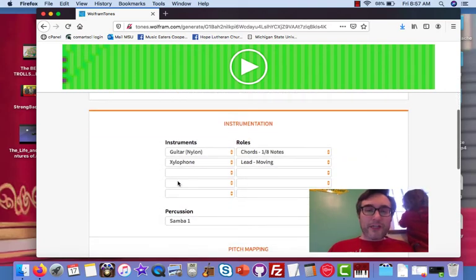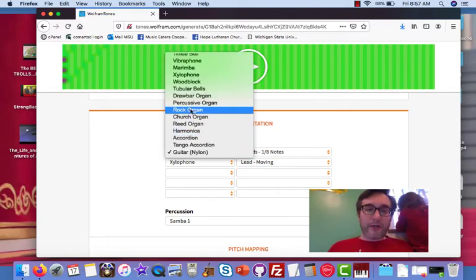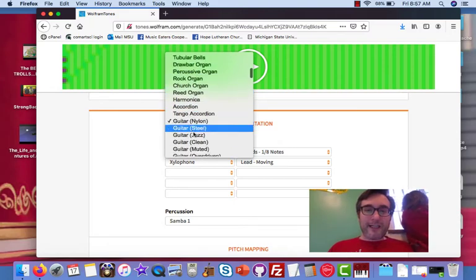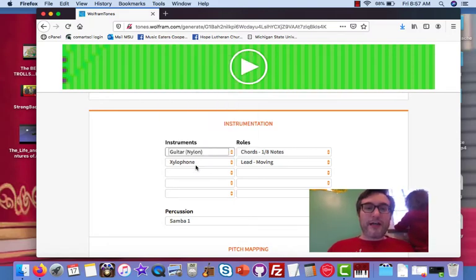We get down to the instrumentation. This is what instruments are in your piece of music. So you've got guitar. Right now it's a nylon string guitar, but look at it, we got all of these. Yeah, guitar. Let's just stick with guitar nylon.